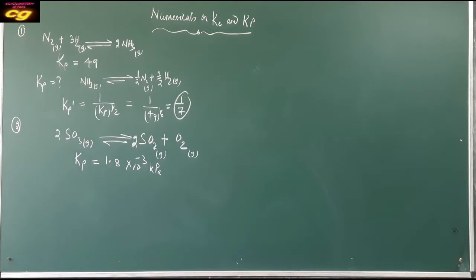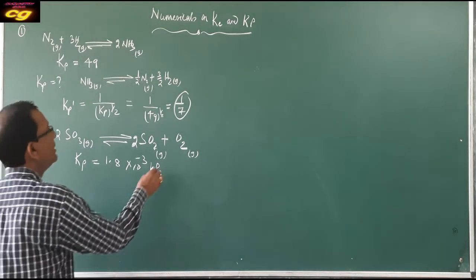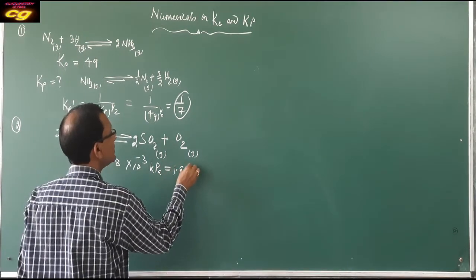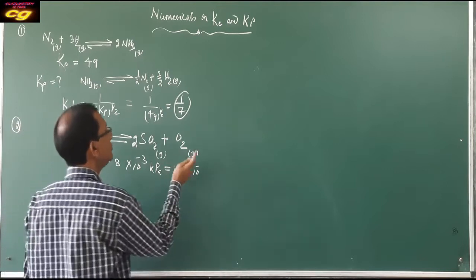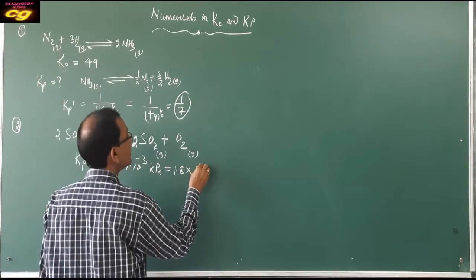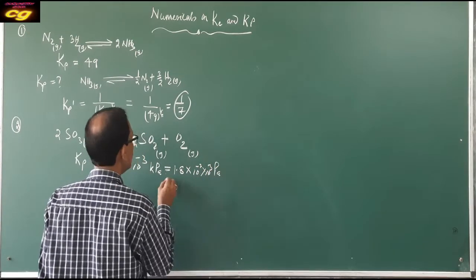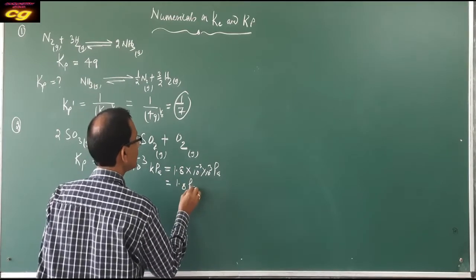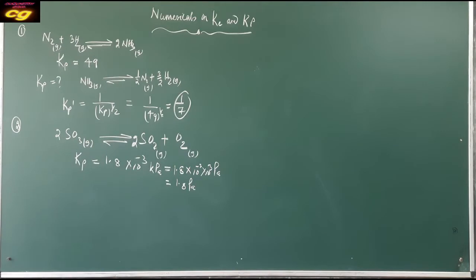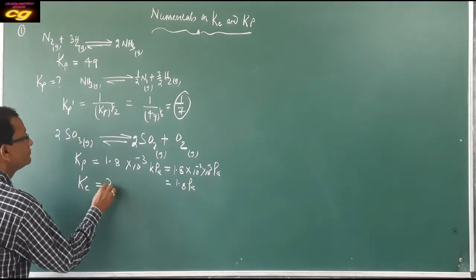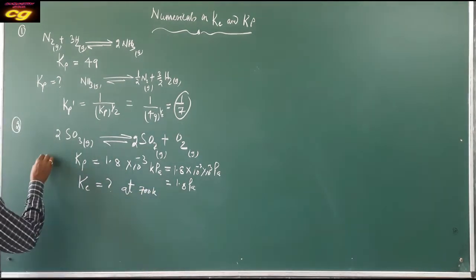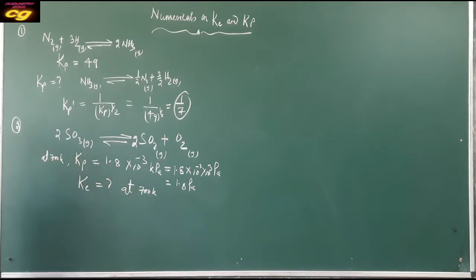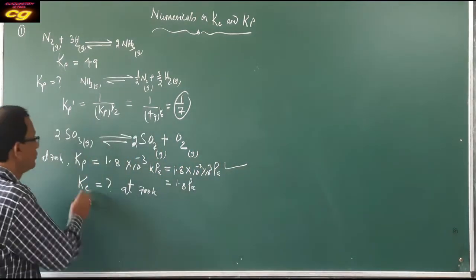The value of Kp is given as 1.8 into 10 to the minus 3 kilopascal, which is how much in pascal? You can convert directly. Kilo means 10 to the power 3, so 10 to the power minus 3 into 10 to the power 3 pascal, which is equal to 1.8 pascal. So this is the value of Kp. But the question is to calculate the Kc value. What is the value of Kc at 700 Kelvin? Here Kp is given at 700 Kelvin. Then the question is to calculate Kc.